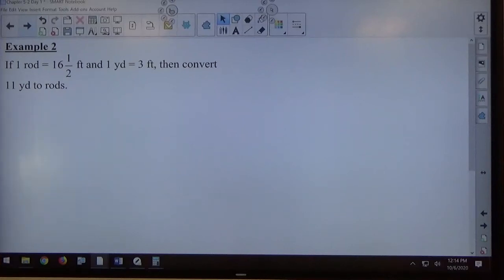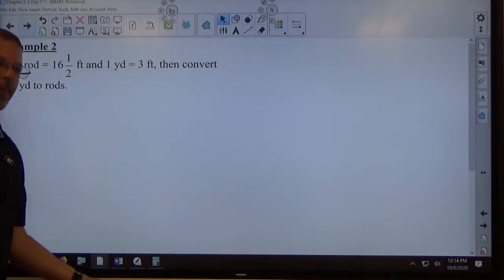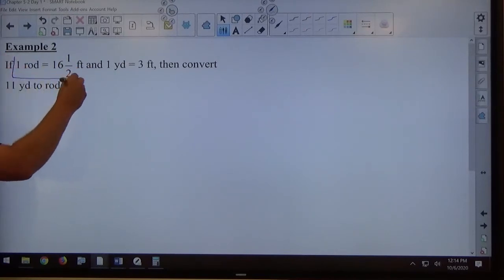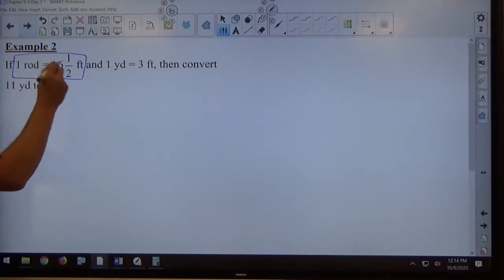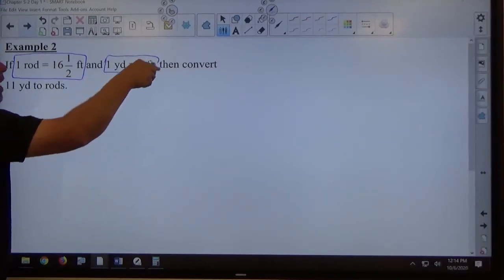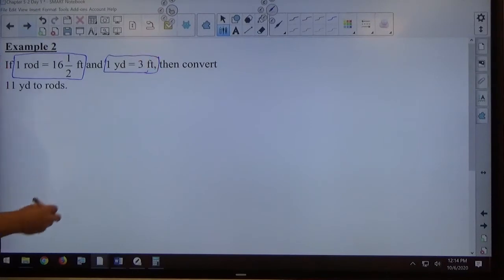Okay, if 1 rod equals 16.5 feet and 1 yard equals 3 feet, then convert 11 yards to rods. All right, so this is a problem where they told us what we need to know to do this. There's nothing that says anything about rods and yards, right? So this fact converts rods to feet or feet to rods, and this fact converts yards to feet or feet to yards. So that's our two facts that we have. And again, those create unit multipliers.